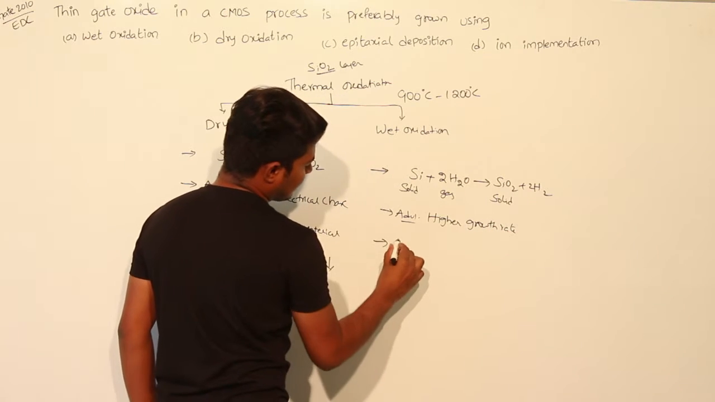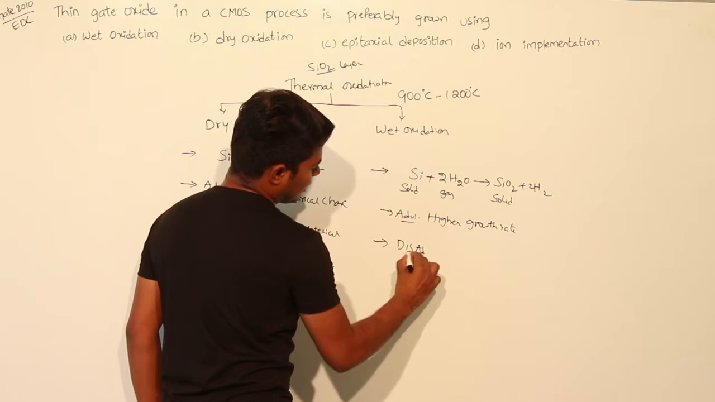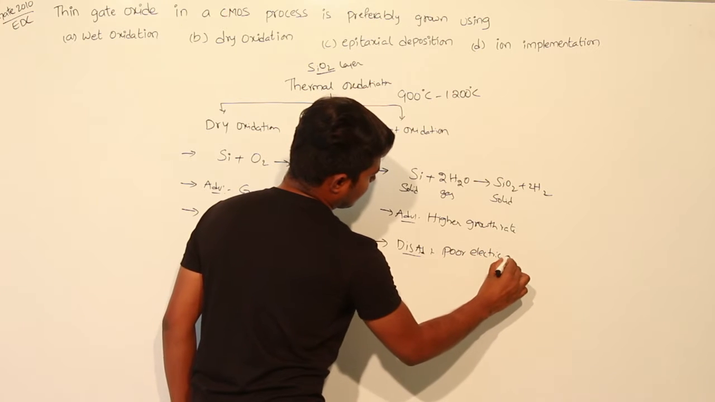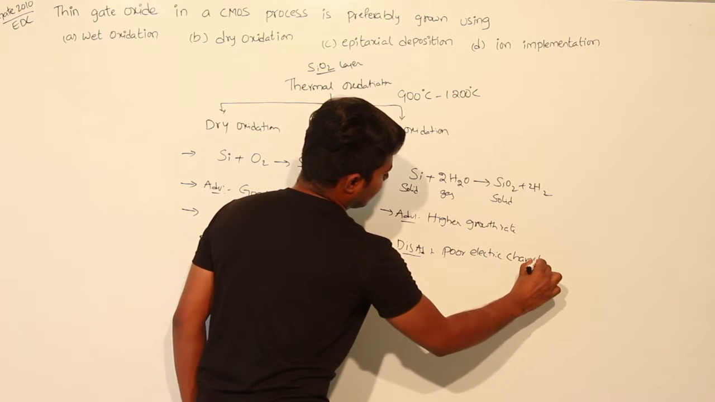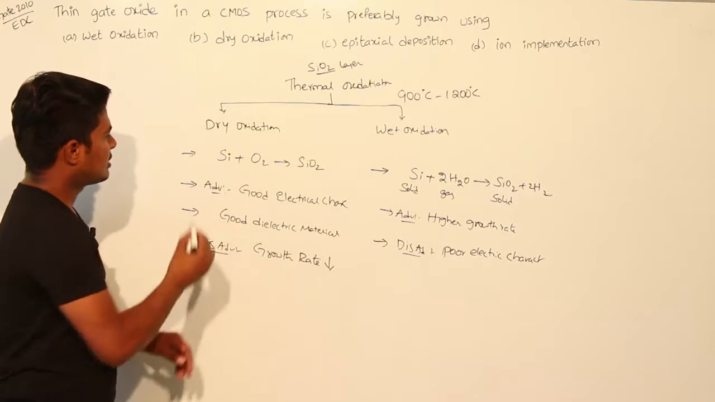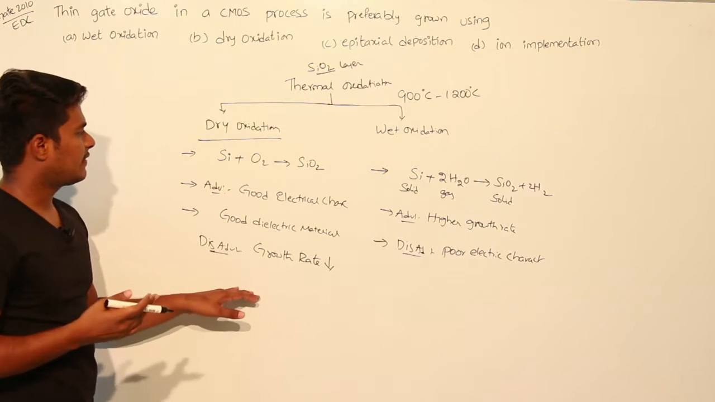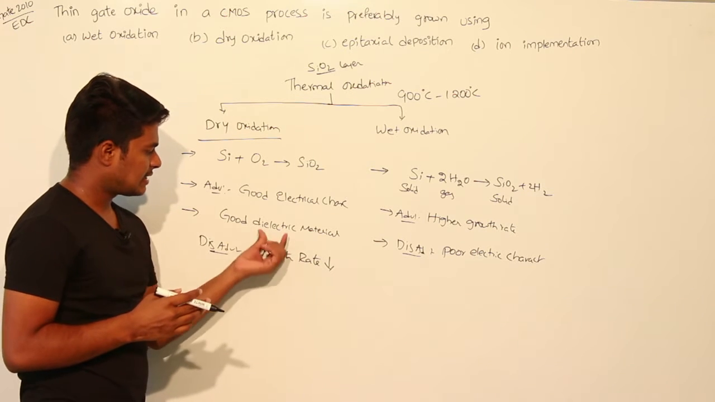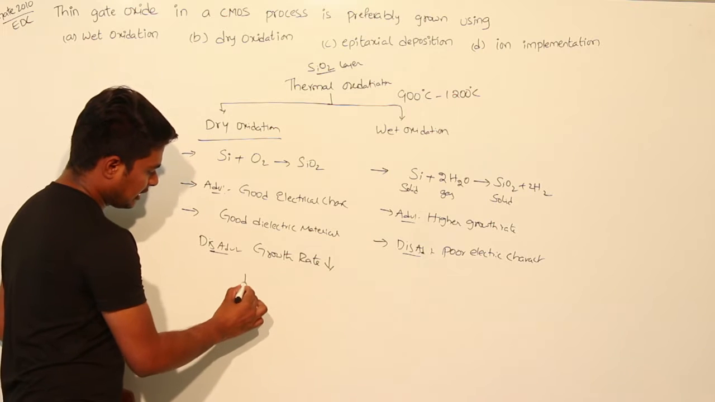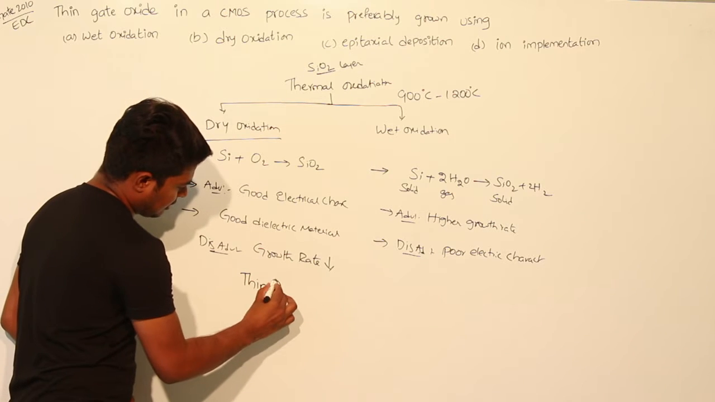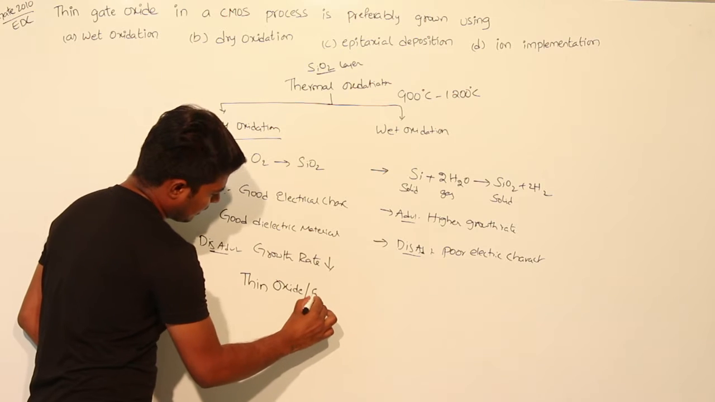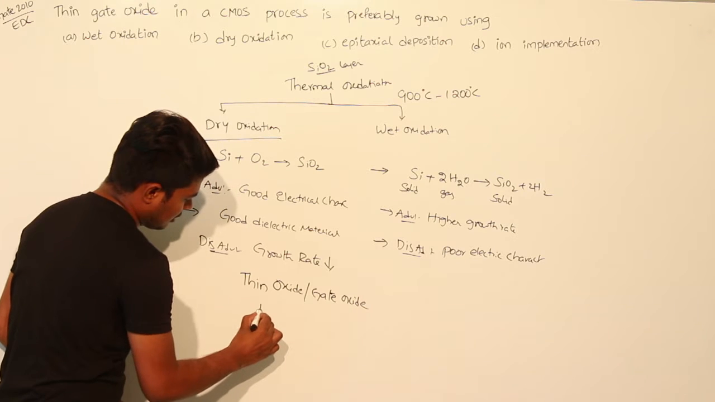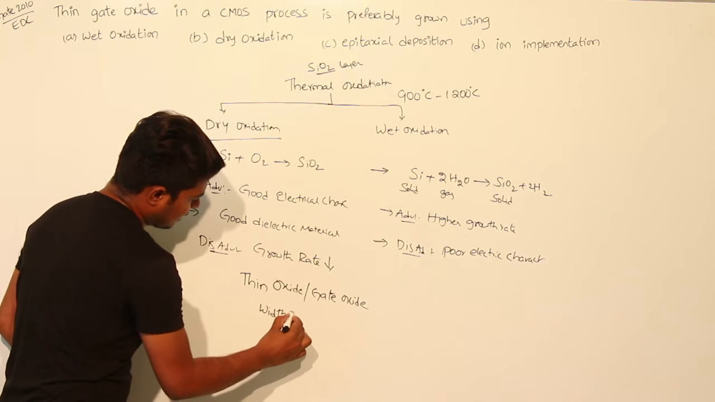It has poor electrical characteristics. That is the disadvantage here. Now coming to dry oxidation, the width is very small, so it acts as a dielectric, and it is also called thin oxide or gate oxide, because the width is very small.